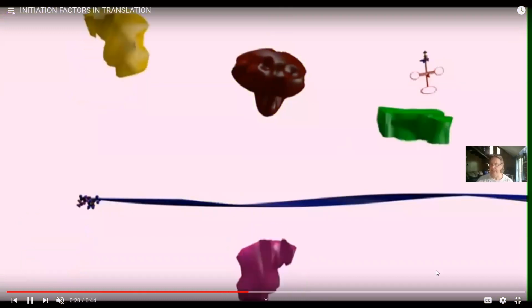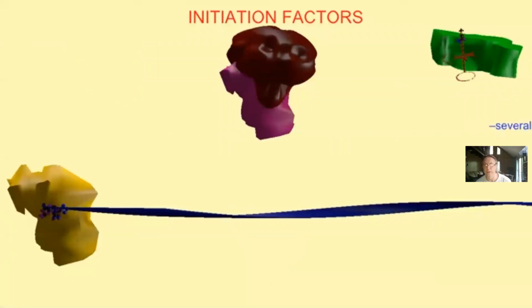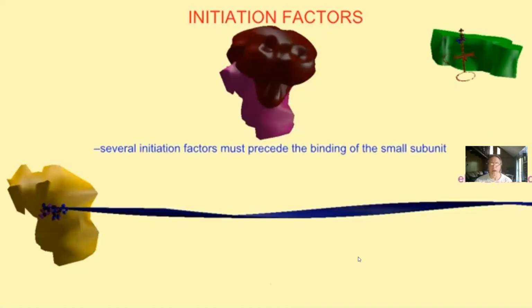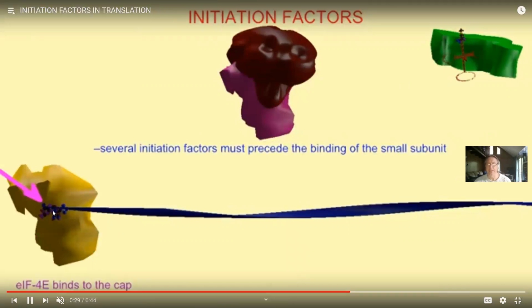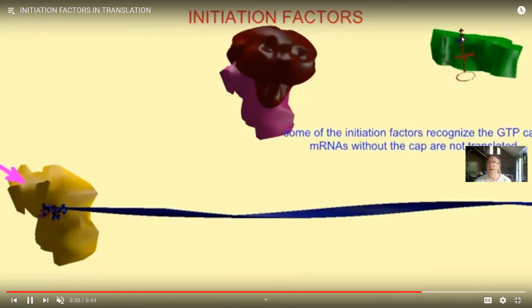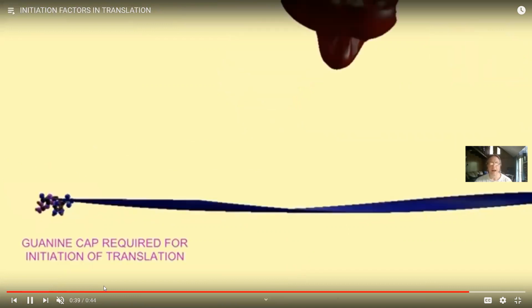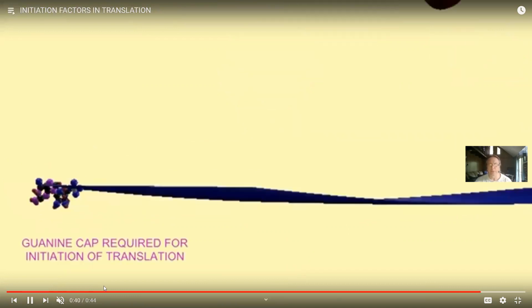And so you can see that this is complex, and in eukaryotes more complex than in prokaryotes. And so one binds the GTP cap, that's the guanine, which is bound to a 5' bond. One binds to the tRNA, which has the anticodon UAC, and then the small subunit of the ribosome. Now, once again, there are some differences between prokaryotes and eukaryotes.